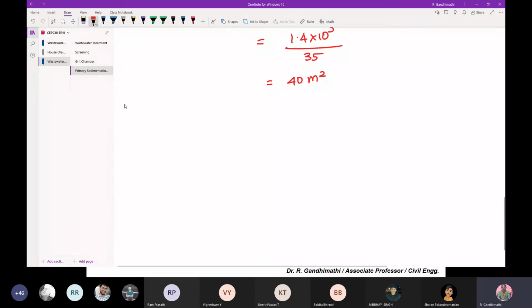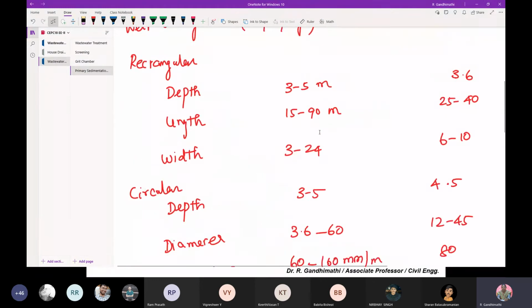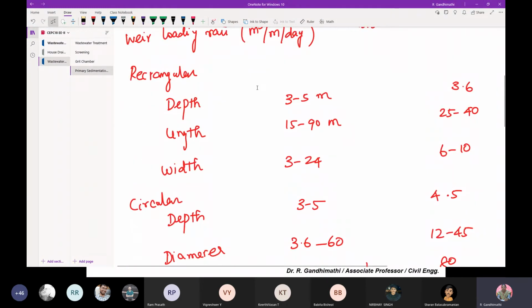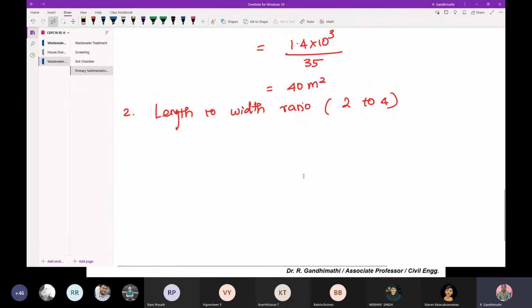Then second thing, you just make an assumption for the length to width ratio, from 2 to 4. You can see that in the design criteria. The length is 15 to 90 meter, and the width is 3 to 24 meter. The ratio is approximately 2 to 4. That means the length is 2 to 4 times B. Maybe you can adopt 3 times, the middle value.